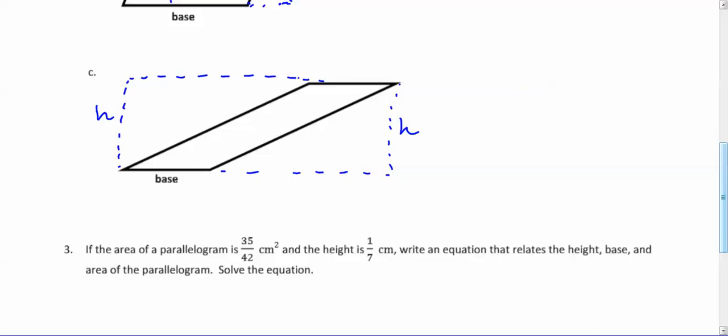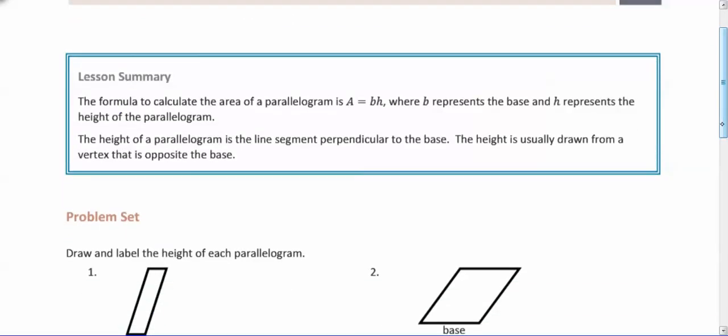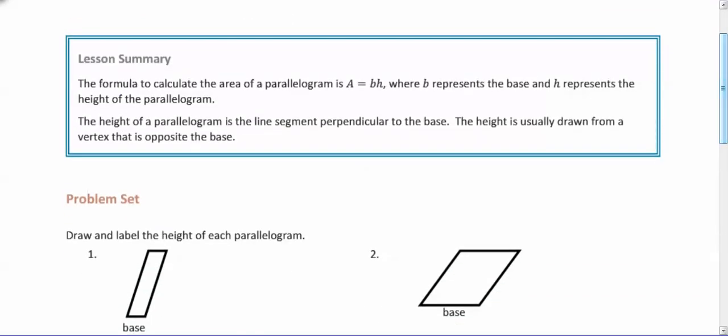All right. Okay, we're gonna skip number 3. And we're going to go to the problem set, which your homework is the problem set. You're going to have a good amount of time to get started. But there's a few that I would like, well, one I would like to look at with you. So right here at the lesson summary, it says the formula to calculate the area of a parallelogram is area equals base times height, where B represents the base, H represents the height. And it says the height of a parallelogram is the line segment perpendicular to the base. The height is usually drawn from a vertex that is opposite the base. So those are all things that we already talked about.